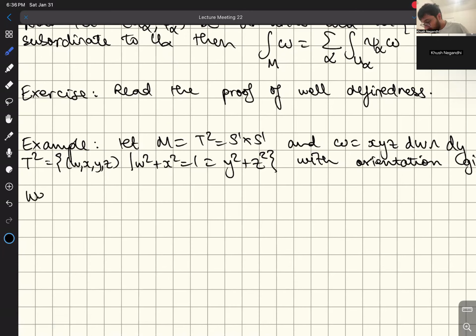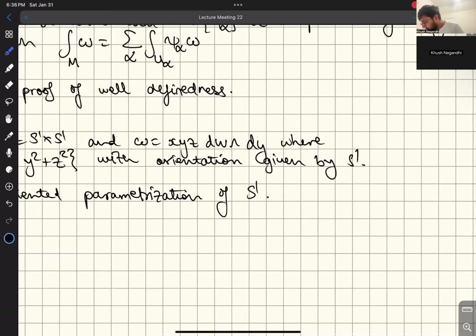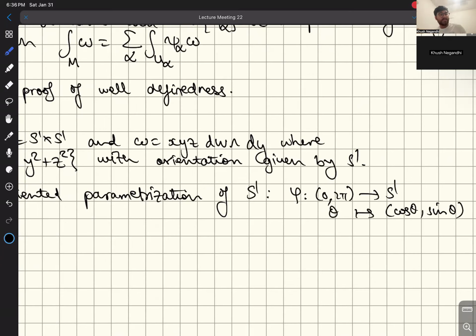And so we have a chart. Rather, we have a positively oriented parameterization of S1 given by phi from (0, 2 pi) into S1 by taking theta and mapping it to (cosine theta, sine theta). Now the thing is, again, this doesn't really cover S1. This almost covers S1, but we're only missing a point. And since we're only missing a point, this is a set of measure zero, so it does not matter.